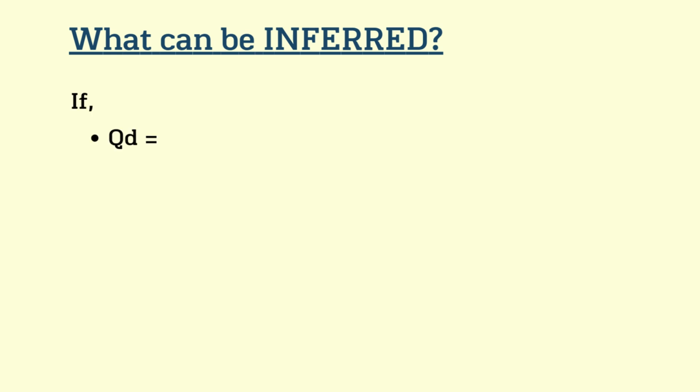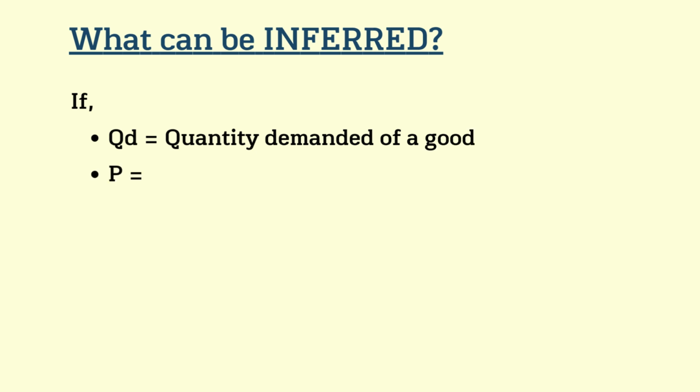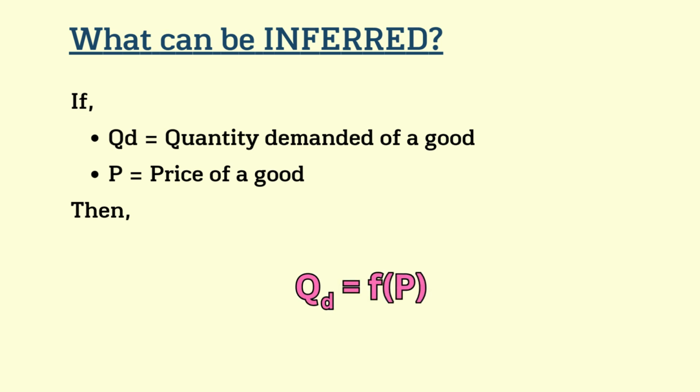Now, what can we infer from this information? If QD is equal to quantity demanded of a good and P is equal to the price of the good, then the demand function is QD is equal to F of P. That is, quantity demanded is a function of price.